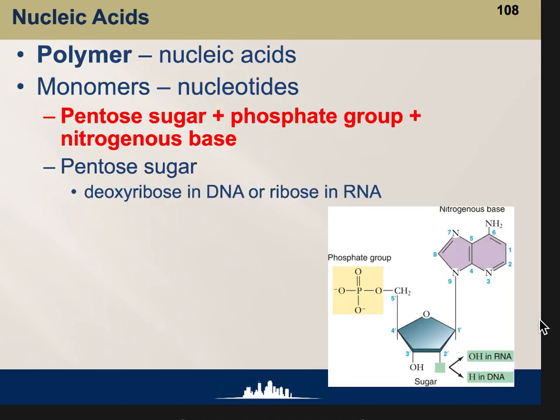So a nucleic acid is a polymer. The monomer is a nucleotide, which is made up of a pentose sugar, a phosphate group, and a nitrogenous base. You do need to know that. You need to know all of it, but those are some key characteristics. And the key difference between DNA and RNA is this pentose sugar. In DNA, it's deoxyribose, and in RNA, it's ribose.